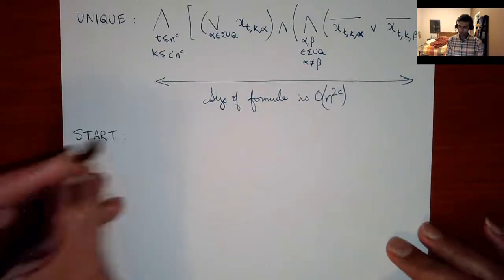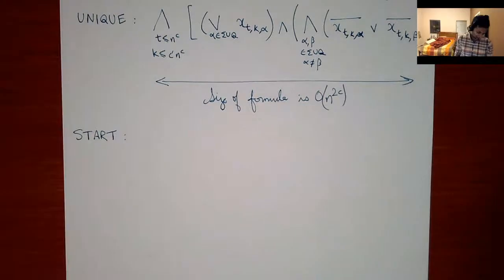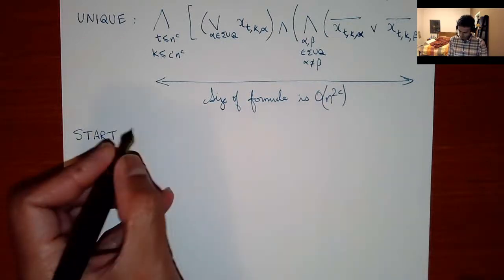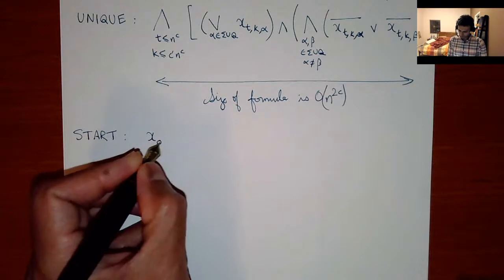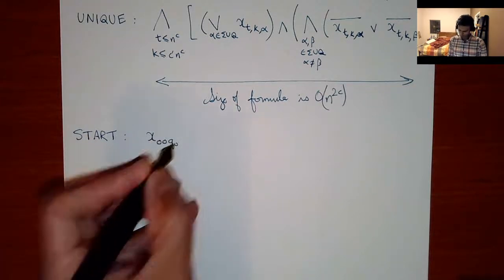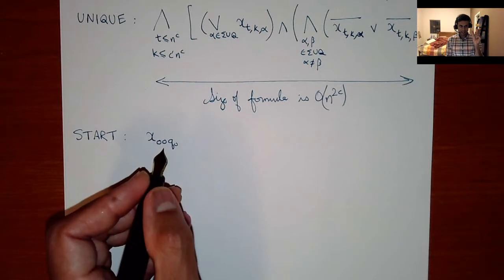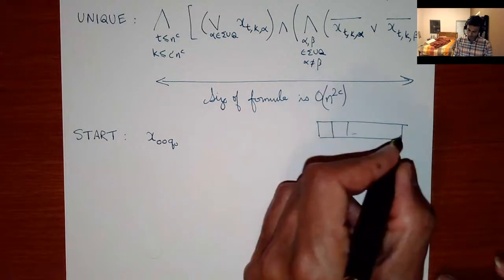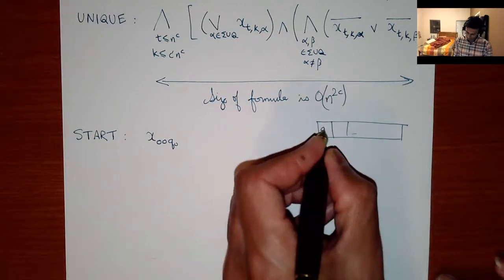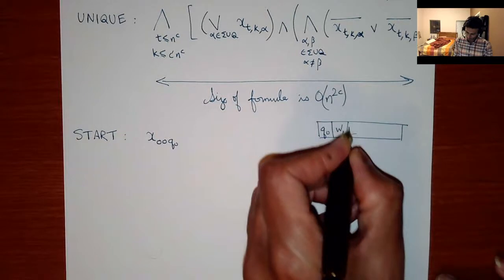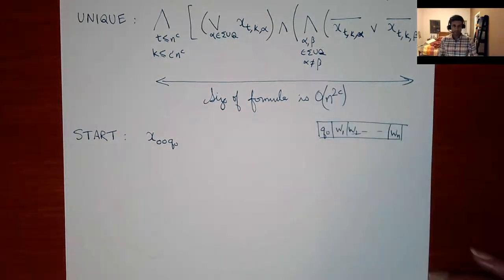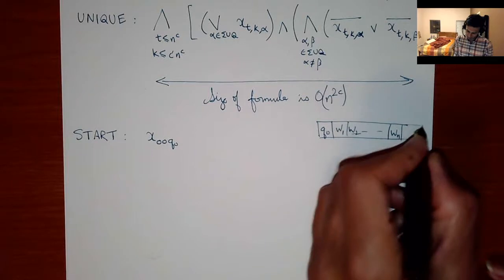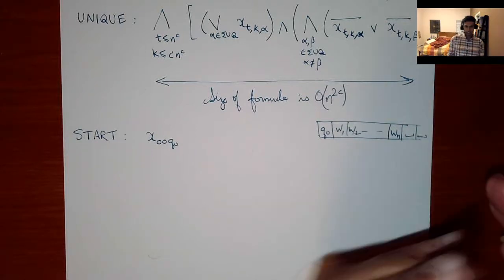Now let me define what start is. A start is actually quite easy, and I'm just going to assume that the tape content is just going to be the input. So I could basically say x 0 0 q0. Right? This is saying that the initial configuration, written as a string, should be q0 and then w1 w2 up to wn. Right? And then everything else is just going to be a blank. That's what the initial configuration is.